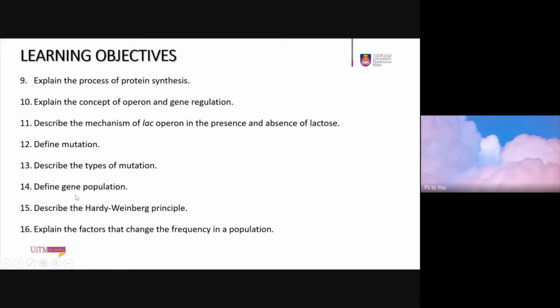So gene population, awak kena tahu apa tu gene population. So ada formula sikit awak kena fahamkan dan apply. Okay, and then explain factors that change frequency and population. So factors ni dia file dan fahamkan lah. So ada 5 different factors. Okay, so kita akan tengok what are the factors that will influence or maintain a certain population to be in a Hardy-Weinberg equilibrium. Okay.